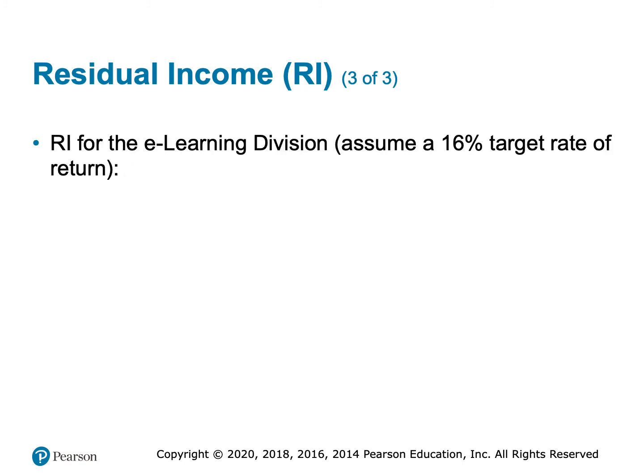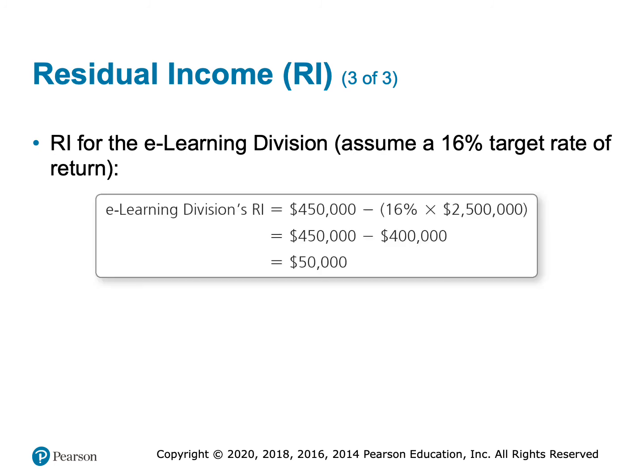So assume the e-learning division has a 16% target rate of return. Why don't you pause the video and try calculating the residual income? So hopefully you've done that. And so you calculated that the e-learning division should generate $400,000 of profit. They're generating $450,000. So they've got excess profit. They've exceeded expectations by $50,000.